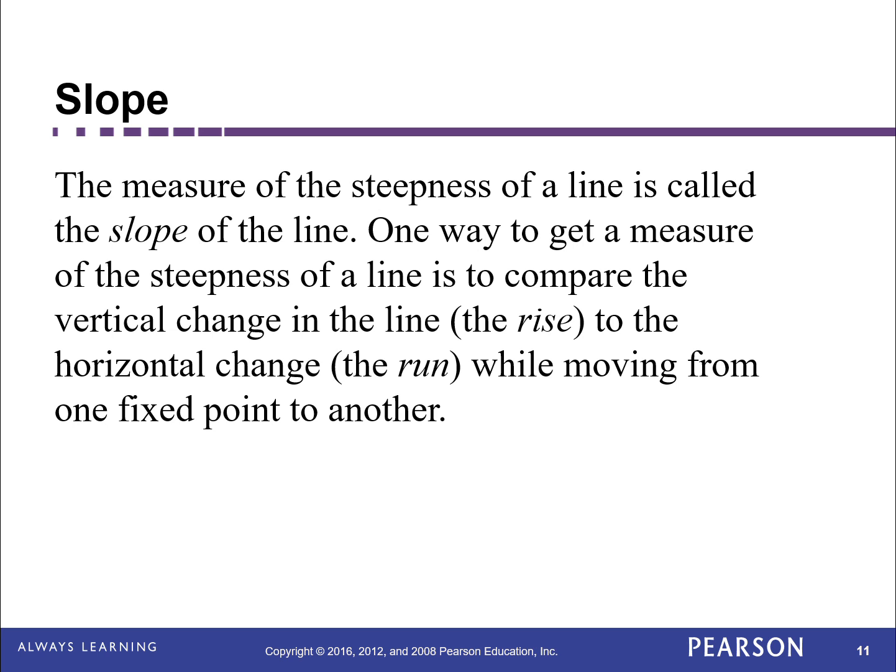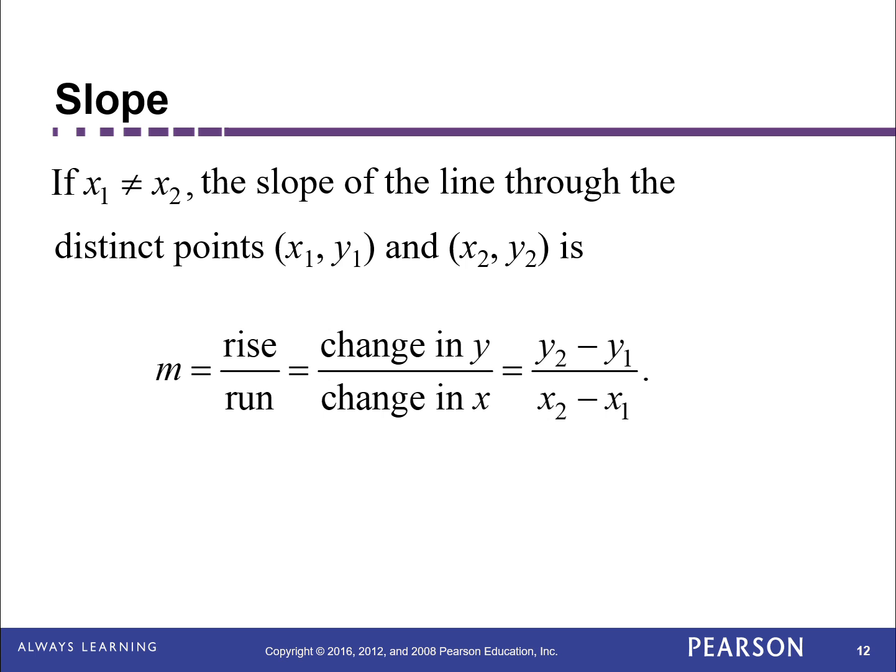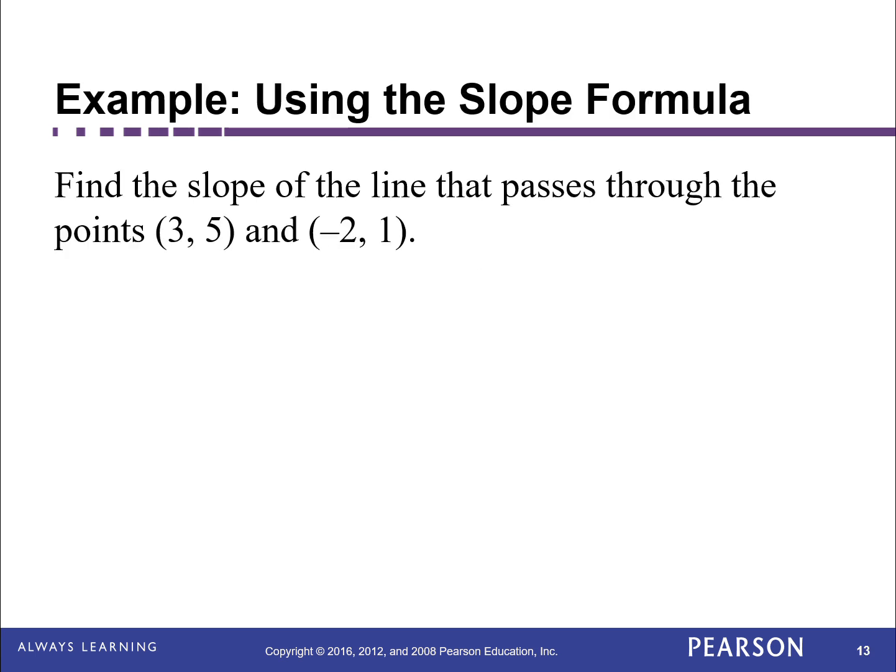Now let's talk slope. Slope is the measure of the steepness of a line. That is called the slope of the line. One way to get a measure of steepness of a line is to compare the vertical change in the line, which is the rise, to the horizontal change, which is the run, while moving from one fixed point to another. If x1 is not equal to x2, the slope of the line through the distinct points x1, y1 and x2, y2 is m equals rise over run, or the change in y over the change in x, or y2 minus y1 over x2 minus x1. This is the slope formula.